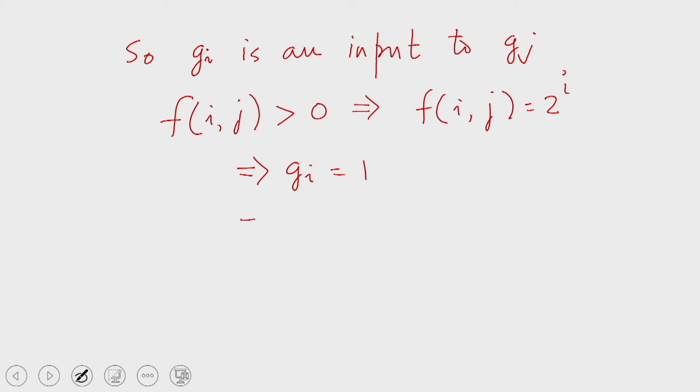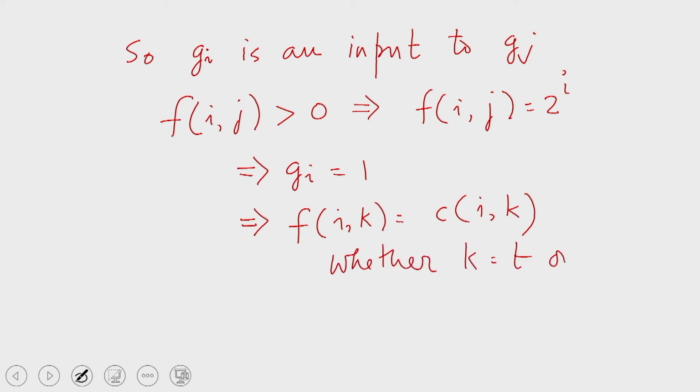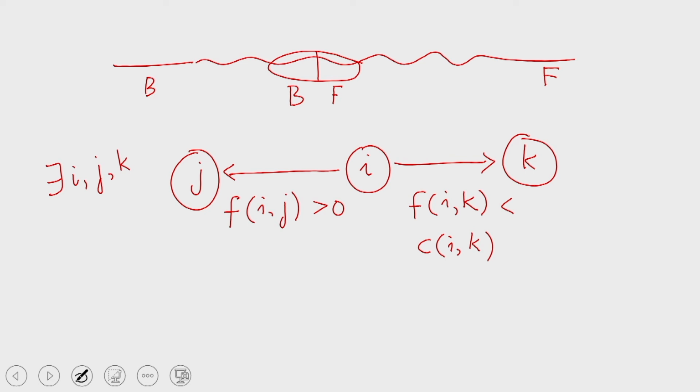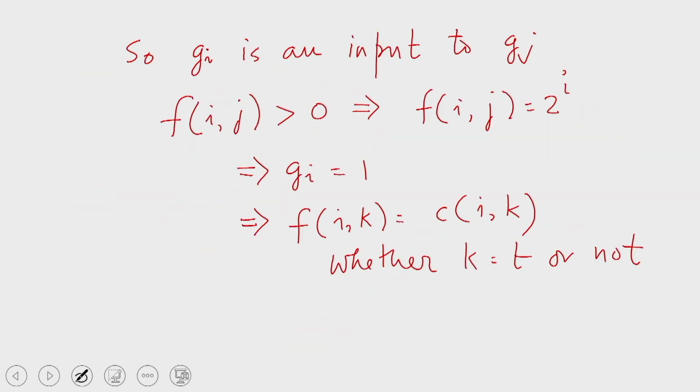If Gi evaluates to 1, then f of ik equals C of ik from the definition of the flows, whether k equals t or not, which means the edge ik is saturated. But that is what we explicitly assumed otherwise. We assumed that f of ik is less than C of ik. So, this is a contradiction again. So, in this case also we get a contradiction.